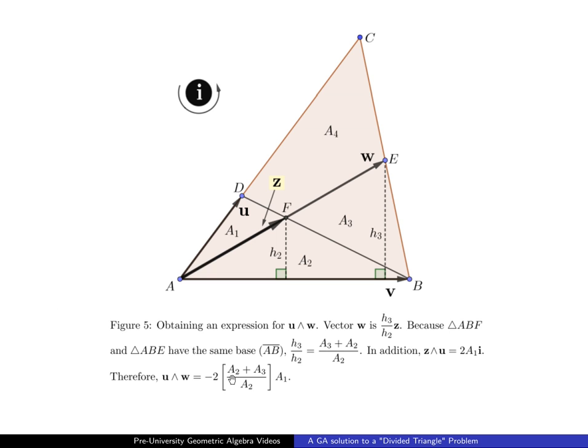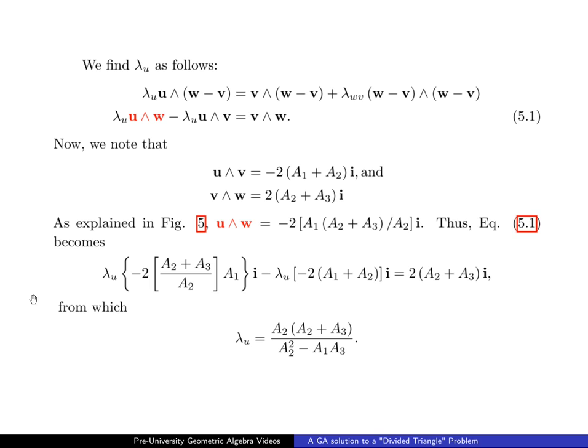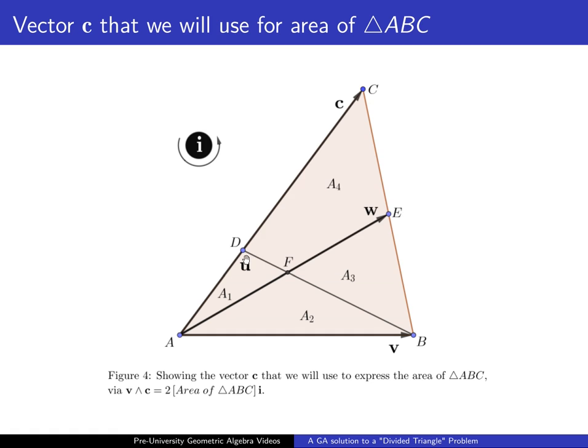So now we have a value for u wedged with w, and following through on that, this is where we left off last time, so we take up here. We have now that u wedged with w is this. So if we work all this out here, do some algebra, we end up with this expression for lambda u. Now that we have lambda u, we can find the vector c, which is just lambda u times u.